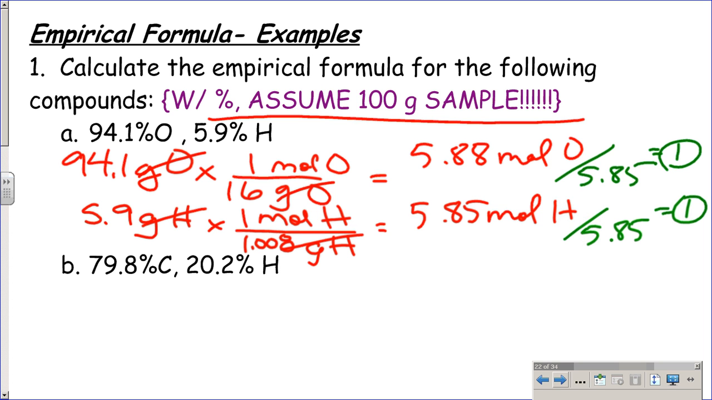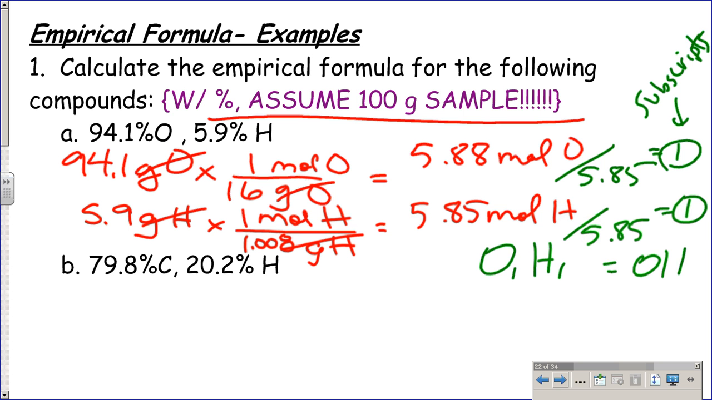So what this is telling you, the subscripts for the individual oxygen and hydrogen, it's literally saying I have 1 oxygen and 1 hydrogen. But those ones look silly, so we just write it like this. So this is actually hydroxide. The empirical formula for what the information was given as, that's hydroxide, OH.